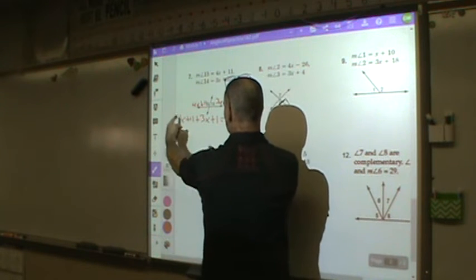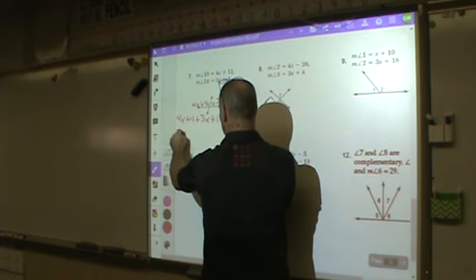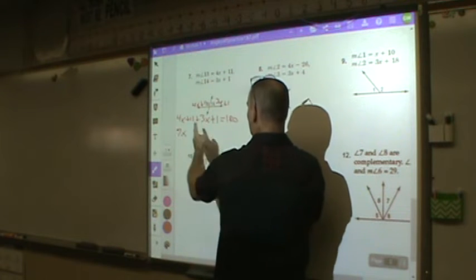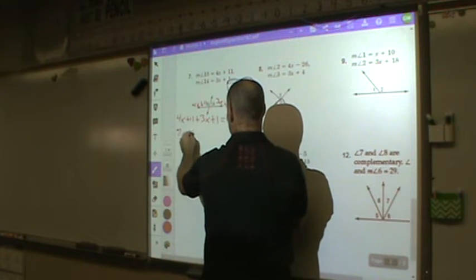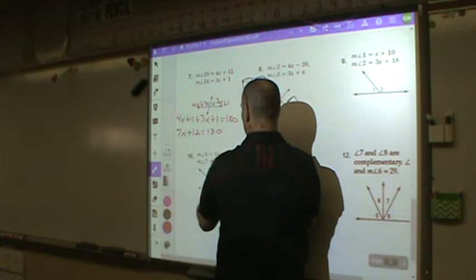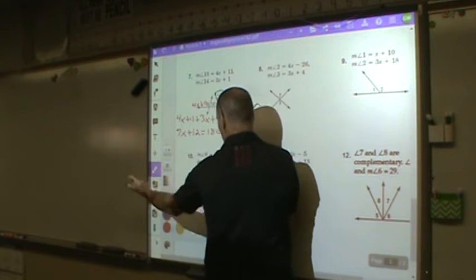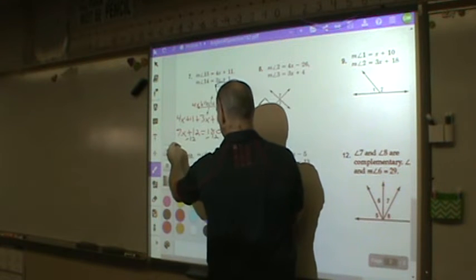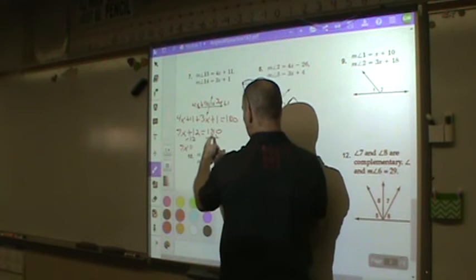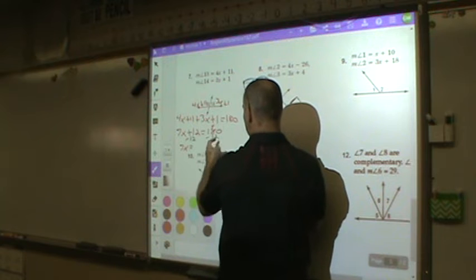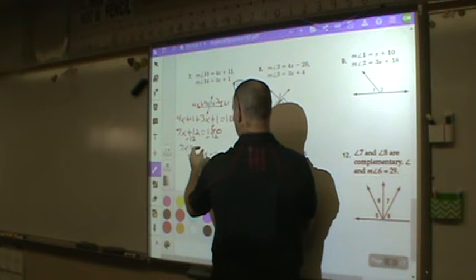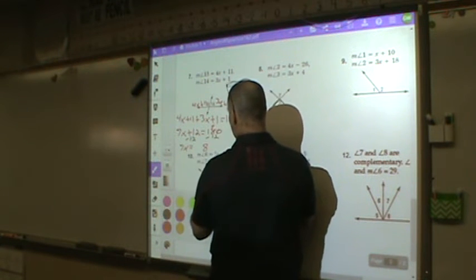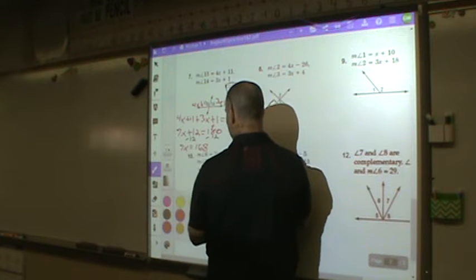So now we're going to combine like terms. 4x plus 3x is 7x. And watch how this squishes down really quick. 11 plus 1 is 12 equals 180. What do I do next? Well, you got to move the 12. So minus 12. When we minus 12, we get 7x is equal to, 8 minus 1 is 7, because you got to borrow. 10 from 2 is 8. 7 minus 1 is 6, so that's 168.